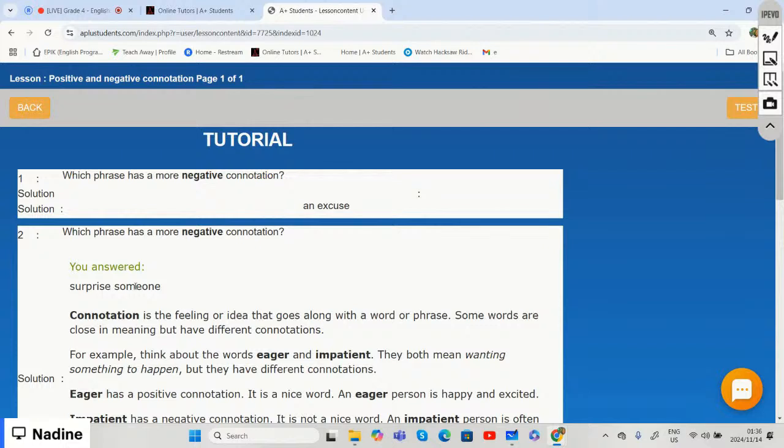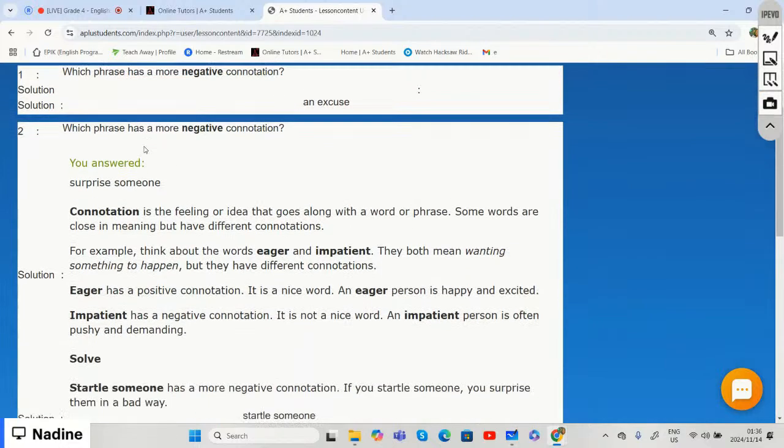All right. Now when it comes to positive and negative connotations, a connotation is the feeling or idea that goes along with a word or a phrase. And some words are close in meaning, but they have different connotations.